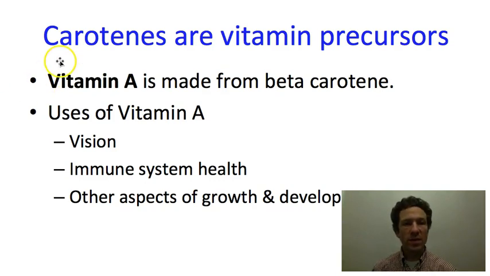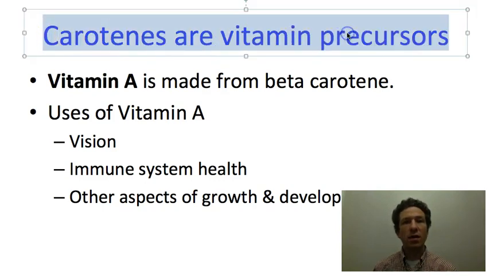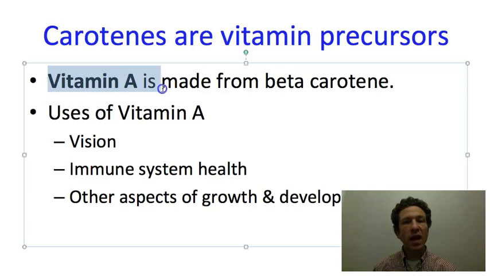One more specific use of plant pigments is carotenes, which we mentioned earlier. Carotenes, we said, have an orange color and are accessory pigments. It turns out that they are also vitamin precursors. Specifically, vitamin A is made from beta-carotene, and vitamin A is important in animals. In humans, it does a few different things.